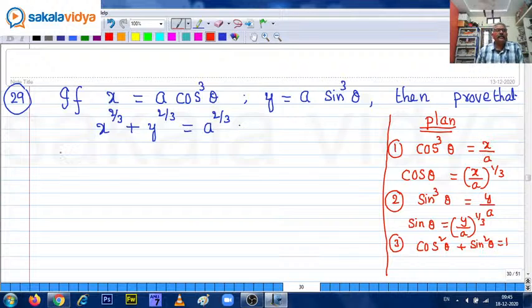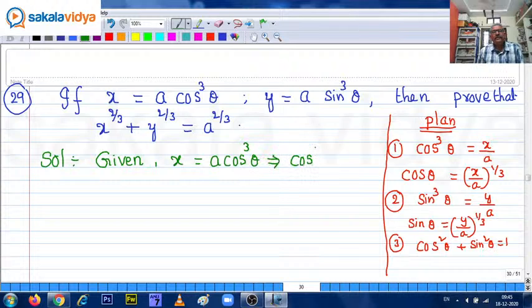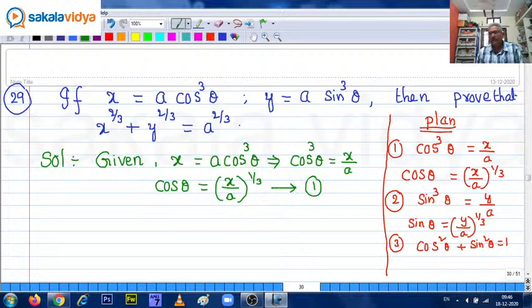So now let us implement it. Let us solve it now. Solution: given x equals a cos cube theta. So now cos cube theta equals x upon a. So cos theta is equal to, we can write, x upon a whole to the power of 1 by 3. This is a very important step. Equation 1.